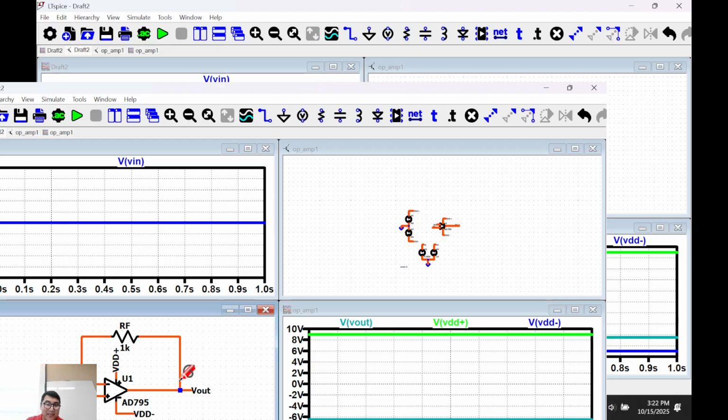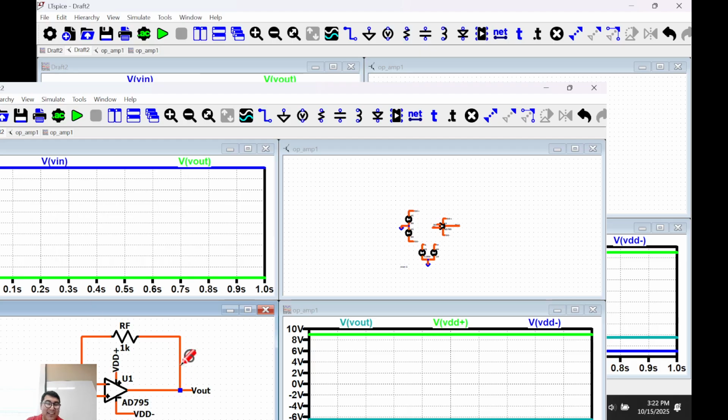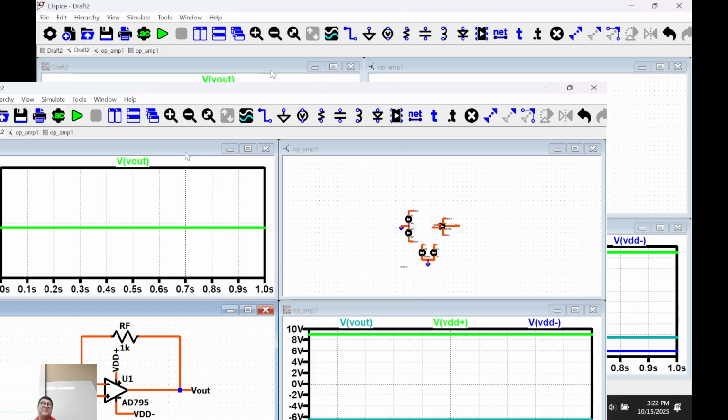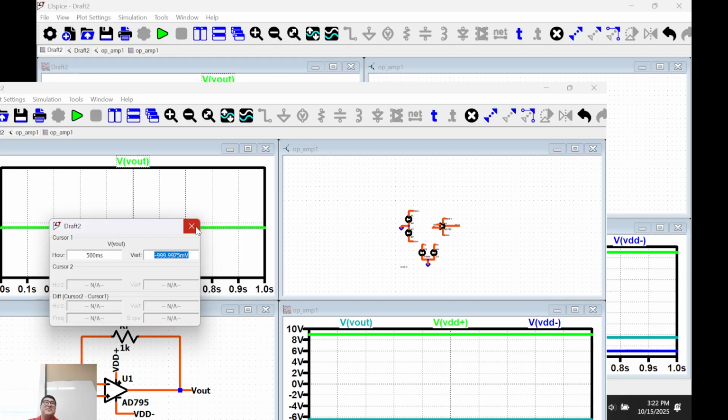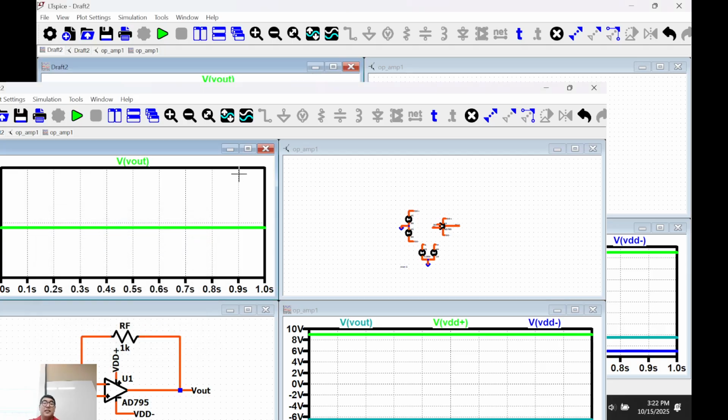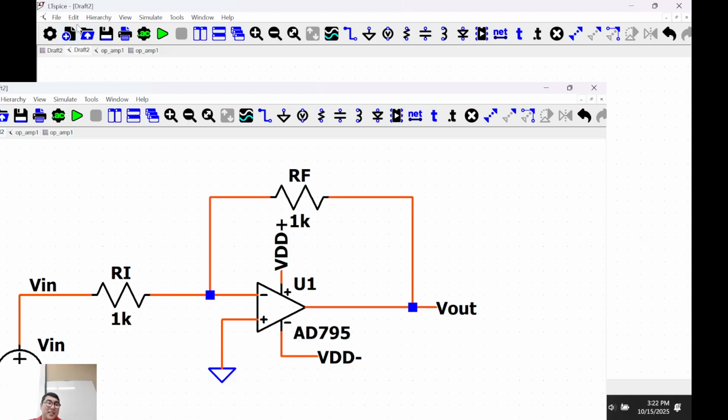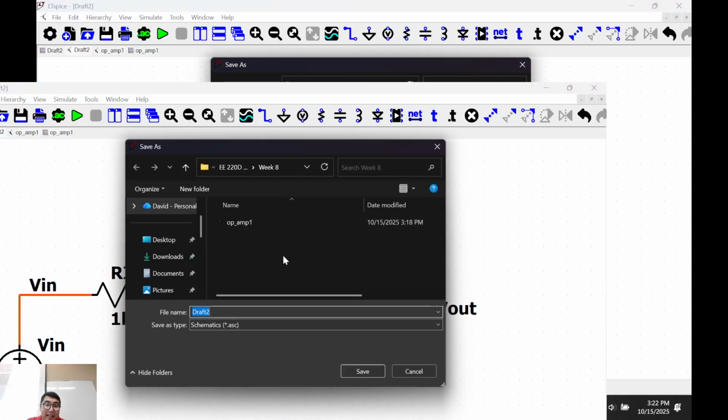Let's run it. Look at that. Minus 1 volt. Well, just click on that. Close enough. Is that good with everybody? Any questions about that? Now, how easy is it to do? Let me see. Save as. I'm going to call this one inverting op amp.